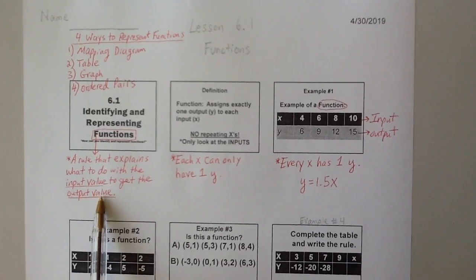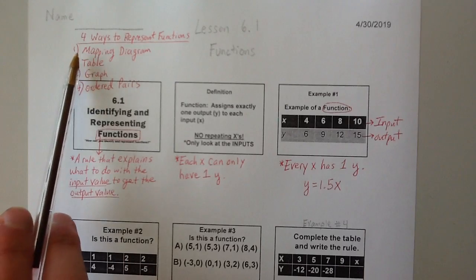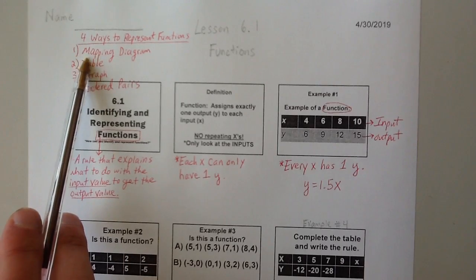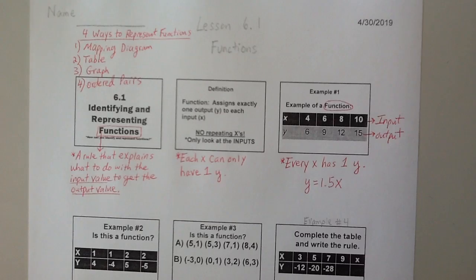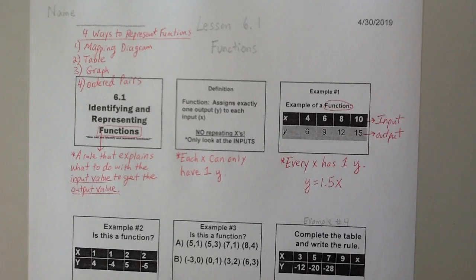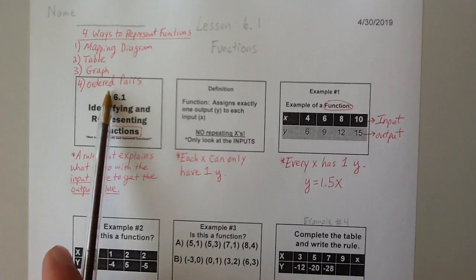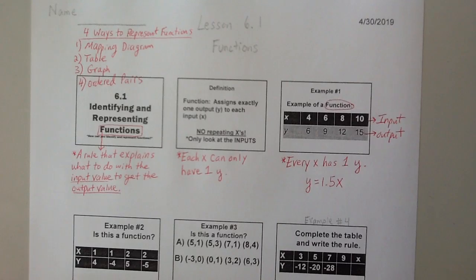There are 4 ways to represent functions. I want you to write these 4 down on your paper. Number 1, you can use a mapping diagram, which we'll see in example 7. Number 2, you can use a table, which we'll see in example 1. Number 3, you can use a graph, which we'll see in examples 12 through 14. And then number 4, you can write ordered pairs to represent functions, like we'll see in example 3.